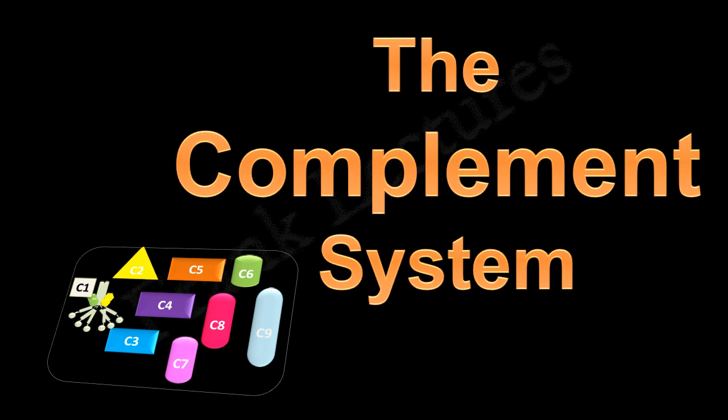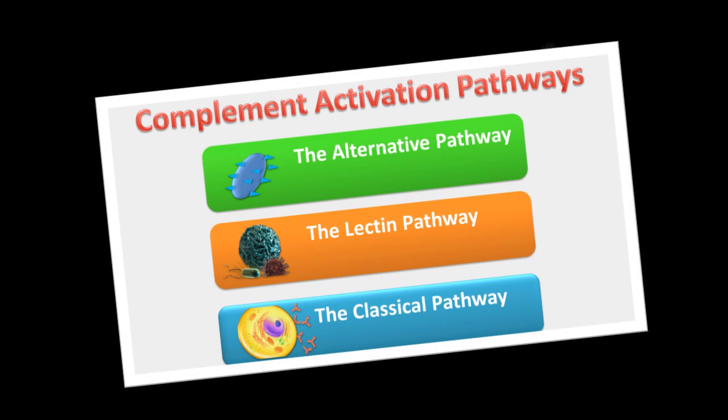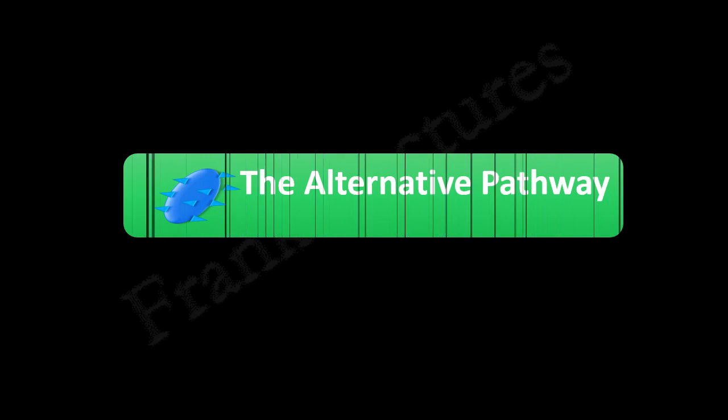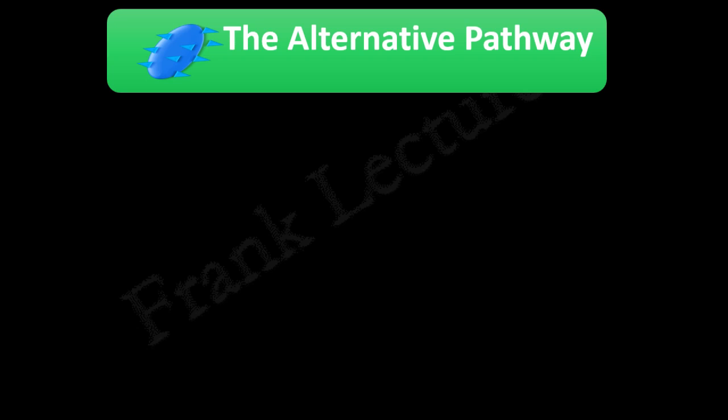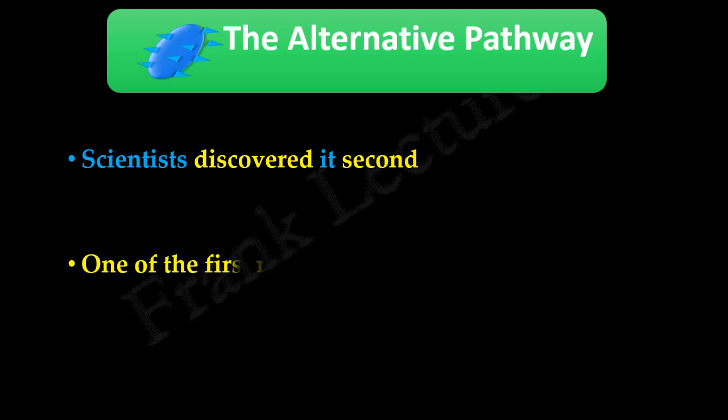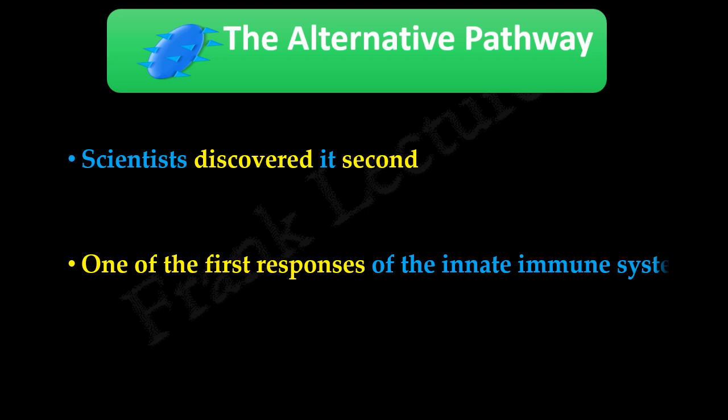The complement system. Let us now study pathways of complement activation. The first pathway which we are going to study is the alternative pathway. The alternative pathway. Scientists discovered it second. That is, alternative pathway was discovered after classical pathway, hence the name. Alternative pathway is one of the first responses of the innate immune system to the invading pathogen or infection.